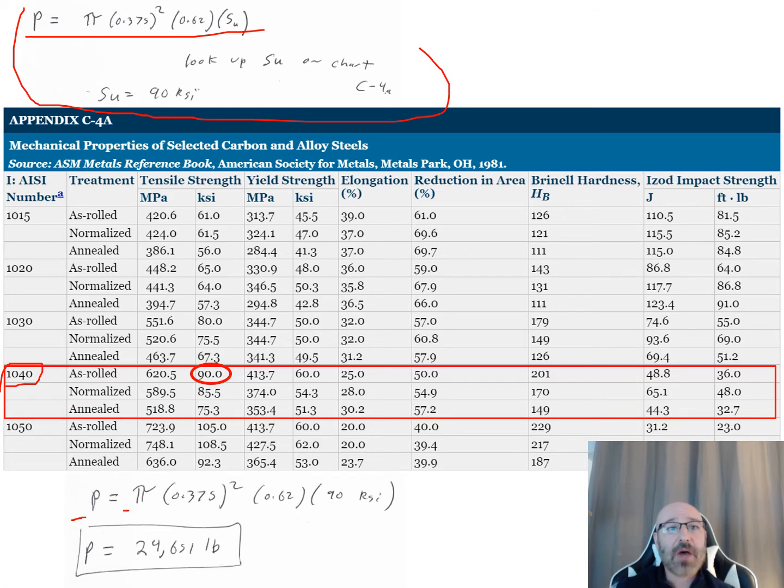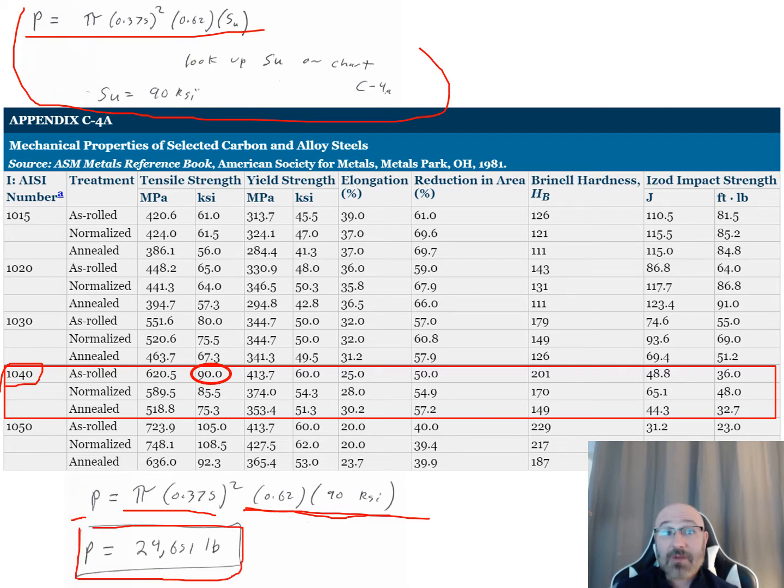Say P is equal to pi times our r squared, which is our cross-sectional area, times 0.62 times our SU to get our SUS, which is equal to our tau value for this case. We plug in that 90, and we find our load is equal to 24,651 pounds.